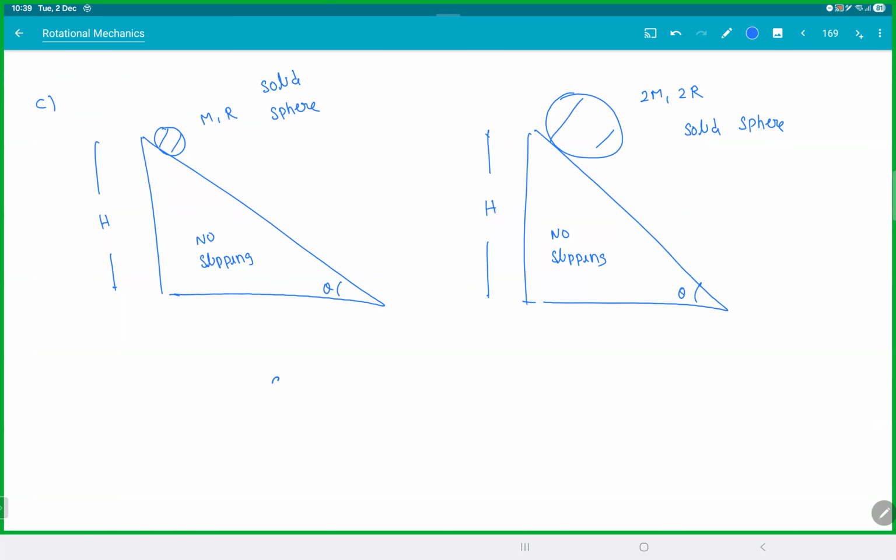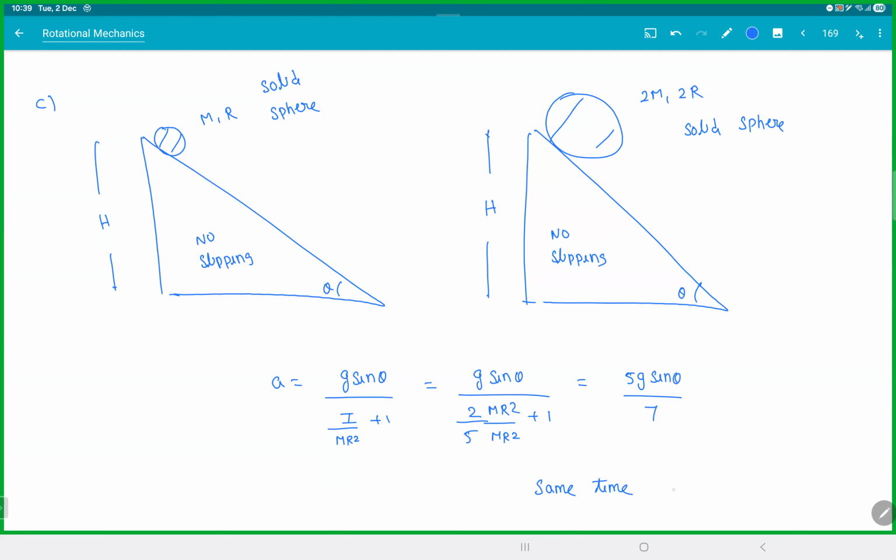Again, go back to the equation. A is equal to g sine theta by I by mr square plus 1. Now, for a solid sphere, what is the result? 2 by 5 mr square. So that mr square will always cancel. Acceleration depends only on the shape. It doesn't depend on the mass and the radius. So they will take same time.